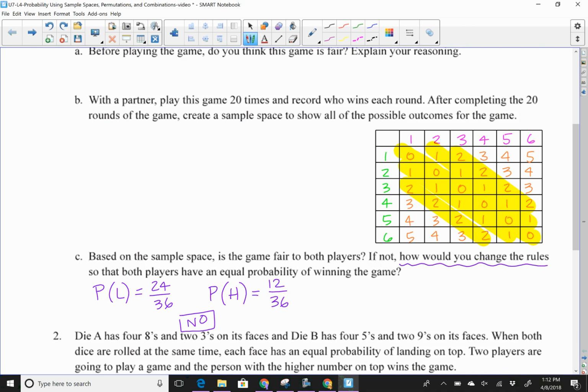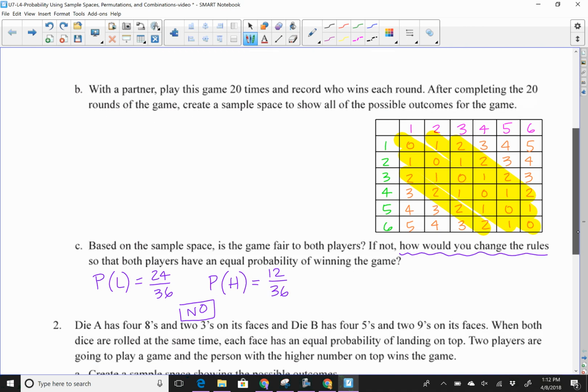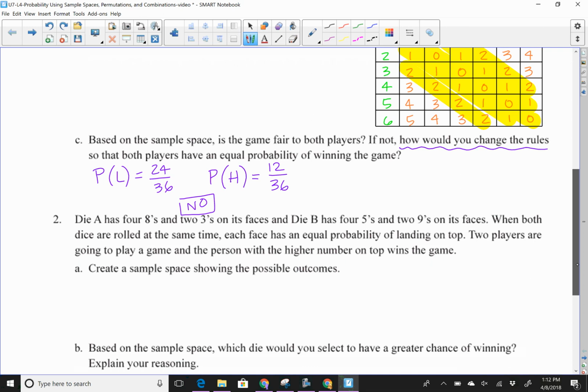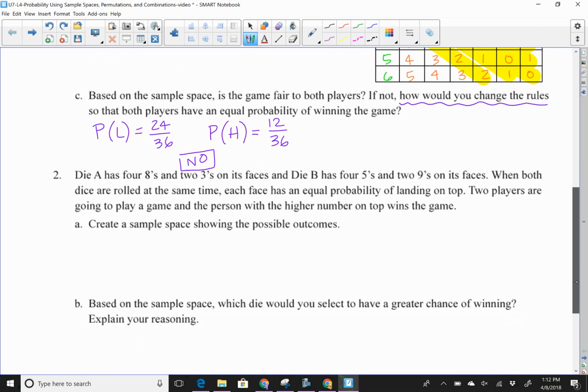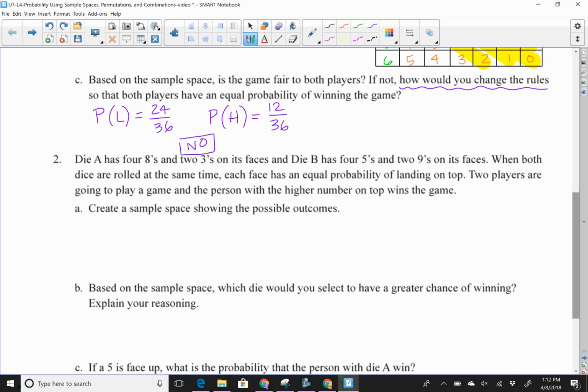Okay, so do that. You can pause it and do it now, or you can do it later. Look down to the next problem, because I'm really just trying to get you started on this. Die A has 4 8s and 2 3s on its faces, and die B has 4 5s and 2 9s on its faces. When both dice are rolled at the same time, each face has an equal probability of landing on top. 2 players are going to play a game, and this time we're not going to subtract.